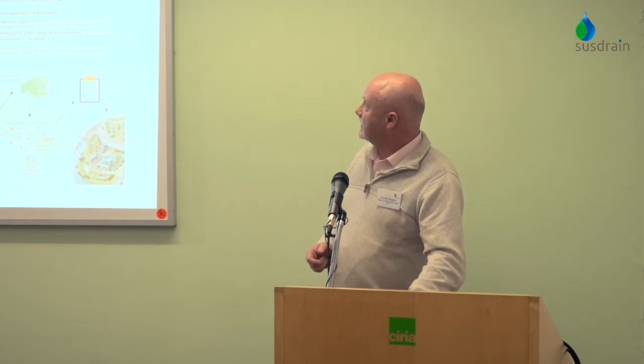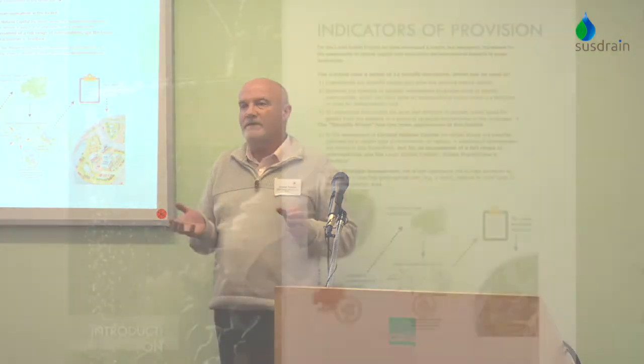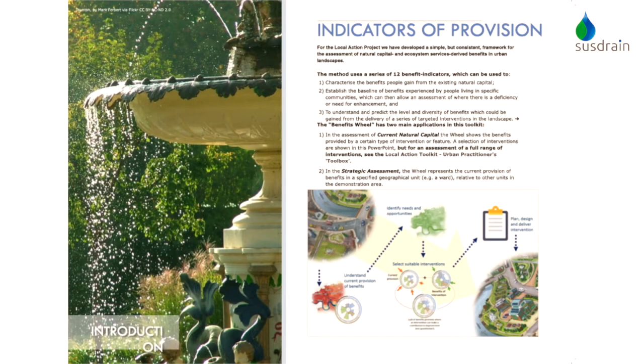So the key thing, indicators of provision. I'll show you, there's quite a few slides on the benefits wheel, but the first thing you've got to do is understand what your current natural habitat is, what the current provision and benefits of an area are. That will allow you to identify opportunities and sectors you can work in, provide the suitable interventions, and then do the planning and the delivering. It's a way of working in an area that we're not terribly used to, but the LAP is a very, very good tool that we can all use.